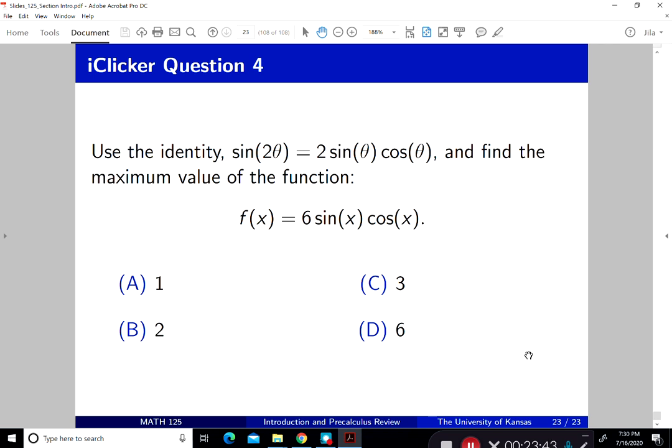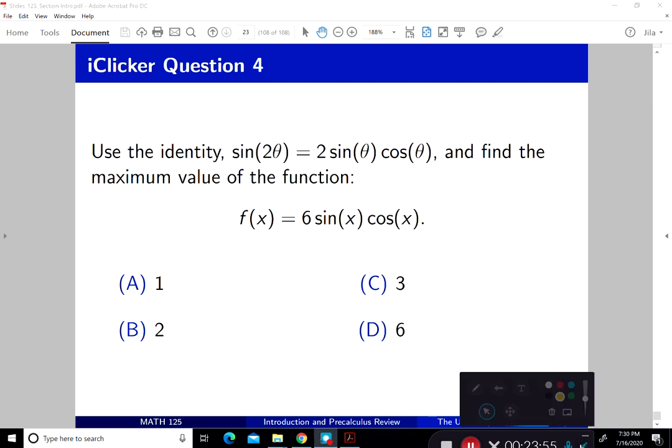Now, I click here, question 4. Use the identity sine of 2 theta equal to 2 sine theta cosine theta, and find the maximum value of the function, and the function is f of x equal to 6 sine of x cosine of x. Take a little break and solve this problem and come back.